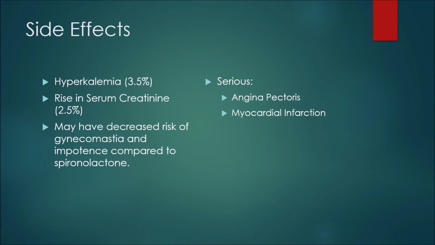Now, as with all medications, there are some side effects or adverse reactions that patients may experience while using Eplerenone, so we'll go over some of those here now. 3.5% of patients may experience hyperkalemia or high potassium levels. 2.5% of patients may experience a rise in their serum creatinine, and it should be noted here that patients using this medication may have a decreased risk of experiencing gynecomastia or impotence when compared to spironolactone.